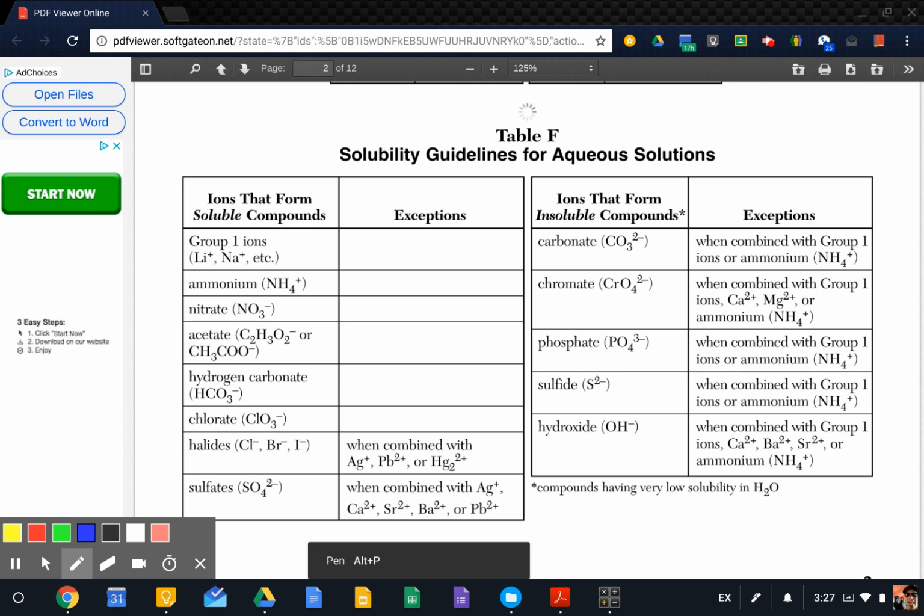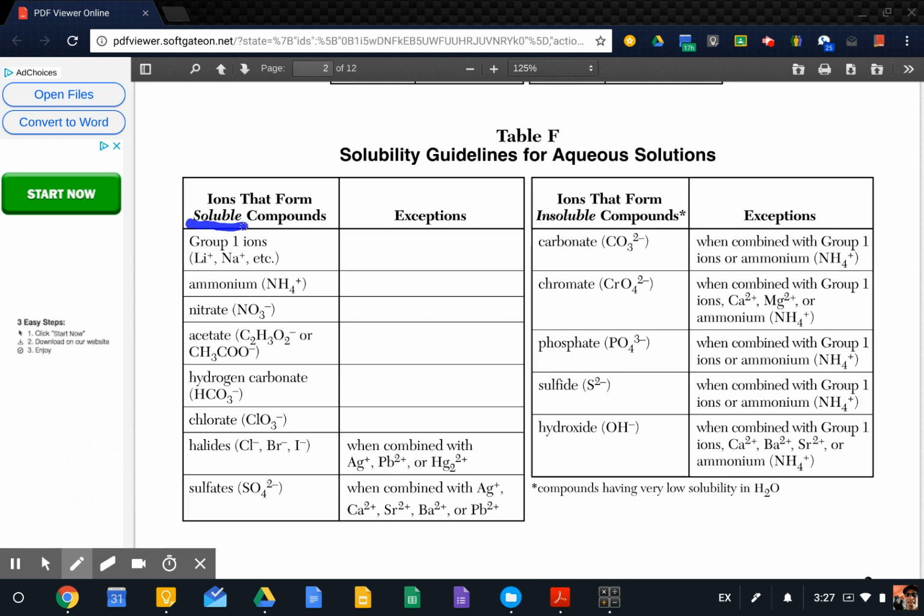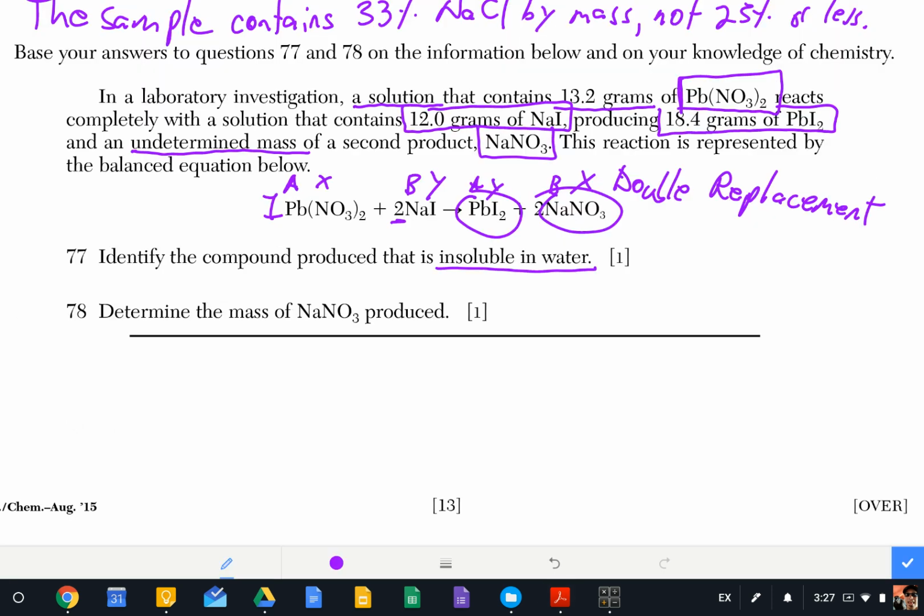The column on the left says that these are ions that form soluble compounds, which means the exceptions would be the opposite. So those would be insoluble. And on the right side, this column says these ions usually are insoluble, which means these exceptions would be able to dissolve in water, so soluble. So let's check those products.